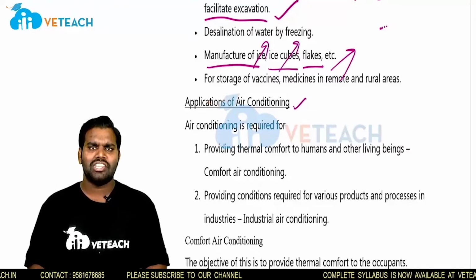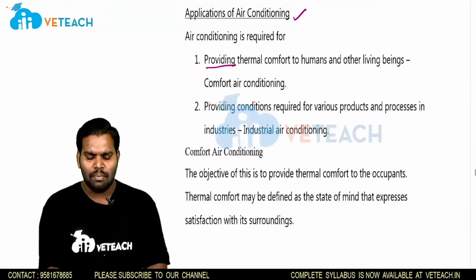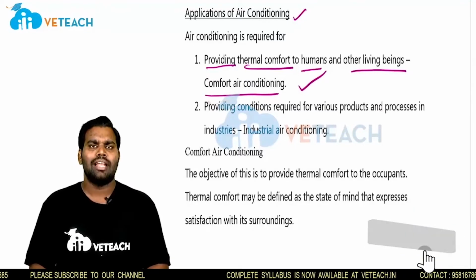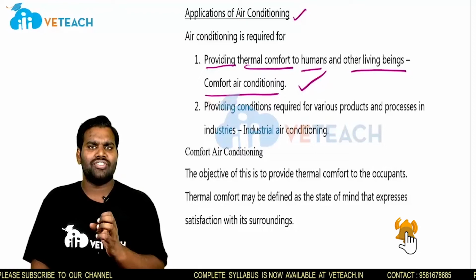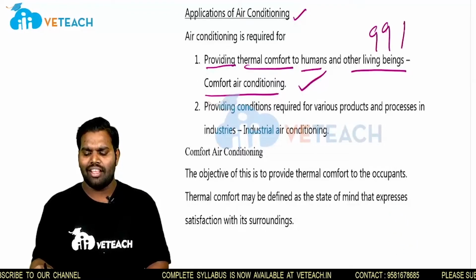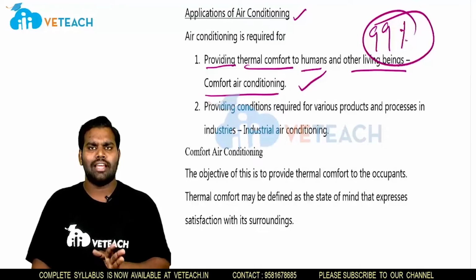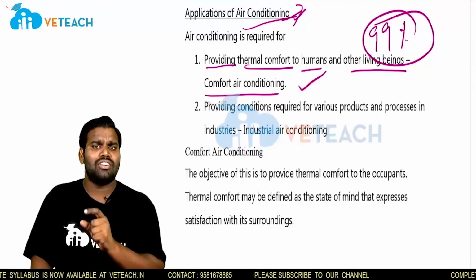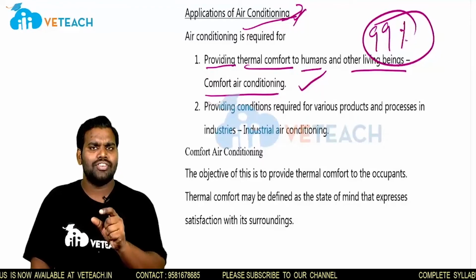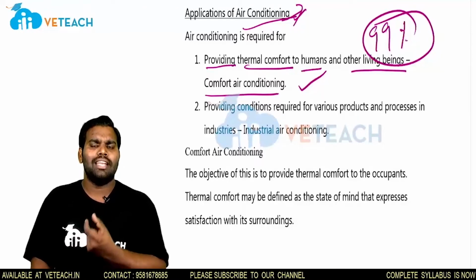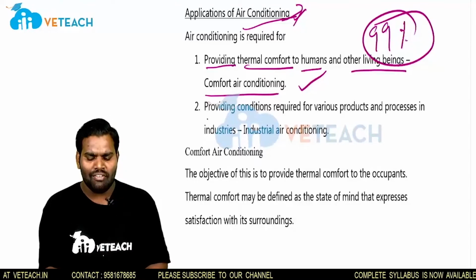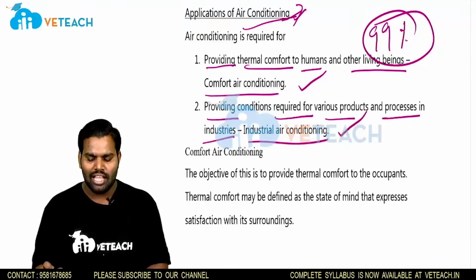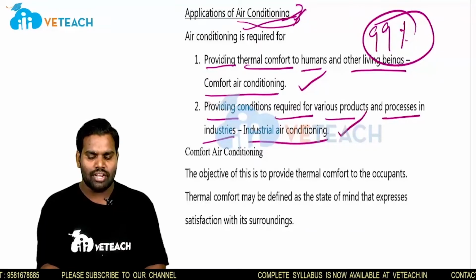Coming to some applications based on air conditioning also. Providing thermal comfort to humans and other living beings is comfort air conditioning. In a refrigeration system, around 99% of the applications are based on real time scenarios, whereas in air conditioning the application is based on human comfort only. In an air conditioning system, 99% is for human comfort, but it is not for real time scenarios. So providing certain conditions required for various products and processes in industries is industrial air conditioning.